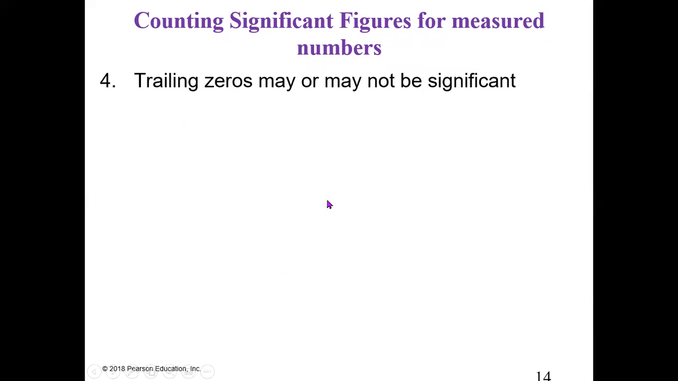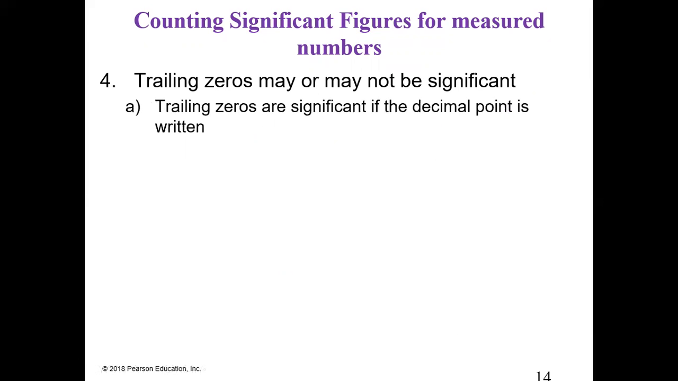The trailing zeros may or may not be significant. Trailing zeros are significant if the decimal point is written. So in this example, this 0 here is our trailing 0. This number has the decimal point written here. Therefore, this trailing 0 is significant. And altogether, 1.05 has 3 significant figures, plus the 0, we have 4 significant figures.